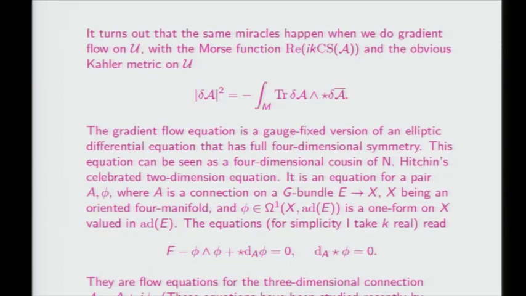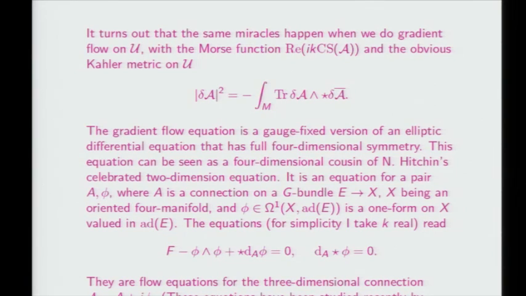The same thing happens in the complex case, or at least a variant of the same thing happens. We do gradient flow on the space of complex connections, with the Morse function now being the real part of Chern-Simons, and we take the obvious Kähler metric on the space of connections. So when I say the same thing happens, what I mean is that the gradient flow equation is essentially an elliptic differential equation with full four-dimensional symmetry. The equation is a kind of four-dimensional cousin of Hitchin's famous equation in 2 dimensions.